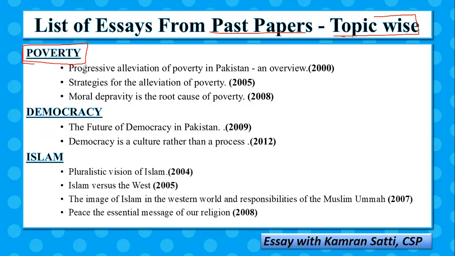For example, regarding poverty, these topics have shown up: strategies for alleviation of poverty, progressive alleviation of poverty, moral depravity is the root cause of poverty. Second topic which often shows up is democracy. This often shows up in our CSS essay: the future of democracy in Pakistan, and democracy is a culture rather than a process. This essay was tested in 2012.